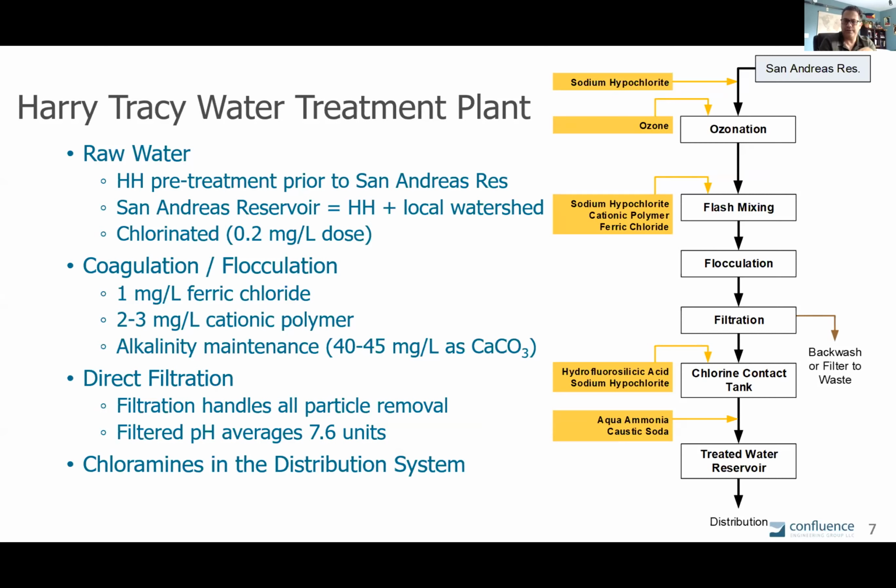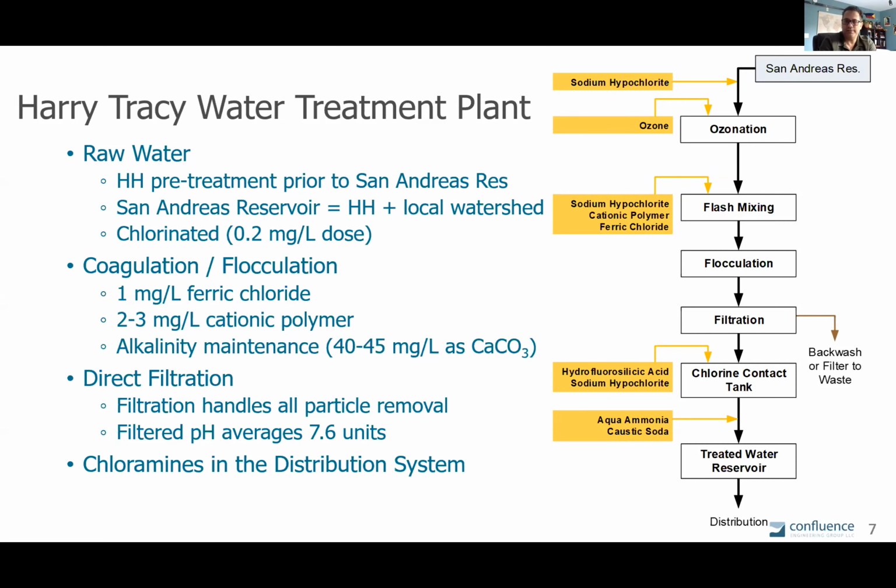Throughout coagulation, I think it's important to note here, you'll see in the bullets that there's about 1 milligram per liter of ferric chloride that's used for coagulation. That's their coagulant. They use a little bit of polymer, and they maintain alkalinity, 45 milligrams per liter for treatment. So that sets the stage for where we're at with Harry Tracy.